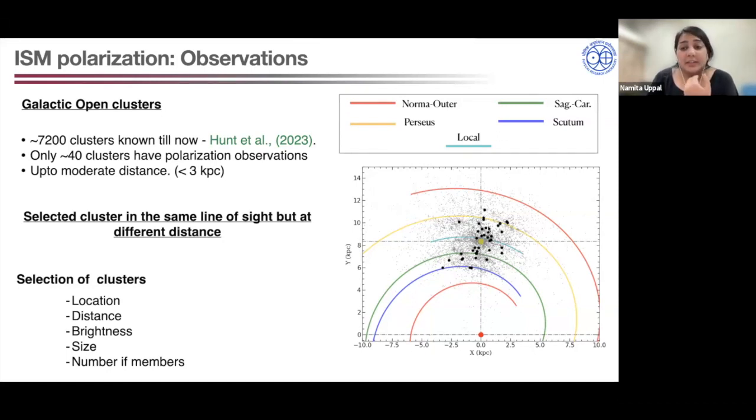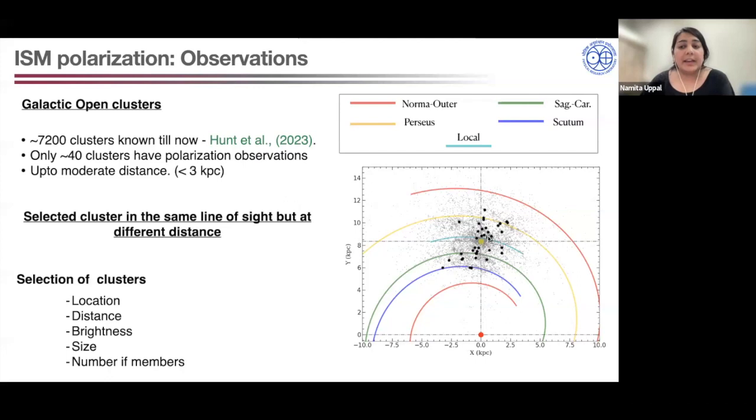And we can see that they are up to a certain distance, like up to the Perseus arm only, not beyond that. So these clusters that I have observed with polarization have distances less than 3 kiloparsec. So we wanted to study clusters in the same line of sight that are present at different distances, because in that way we will study how many dust layers are there in the particular line of sight.